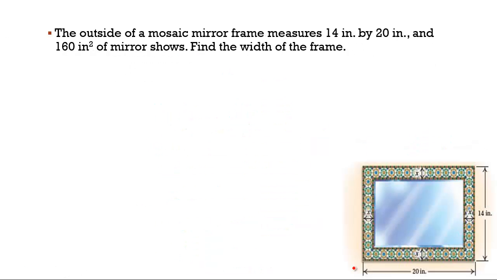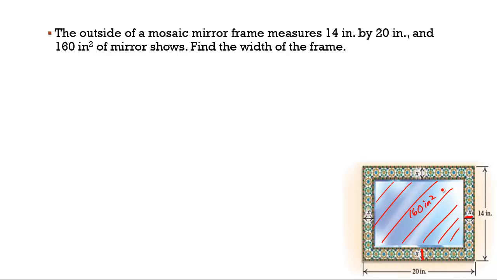Here's another example. We've got a mirror. The frame measures 14 by 20, and 160 square inches of mirror shows. Find the width of the frame. So let's see. Try to set this up and see what you come up with. So 14 by 20 is the outer part, and the x is the width of the frame. We know that the area of the mirror part is 160 square inches.